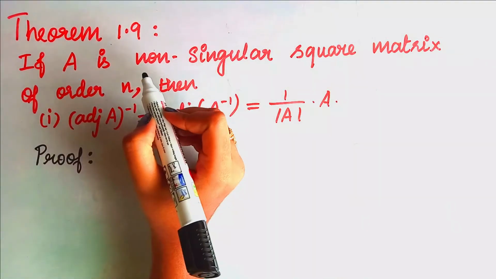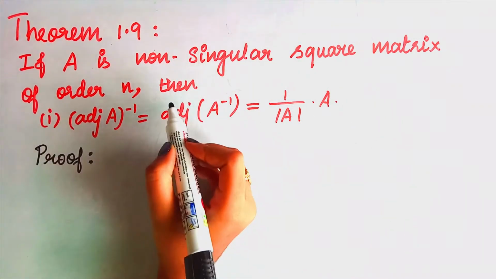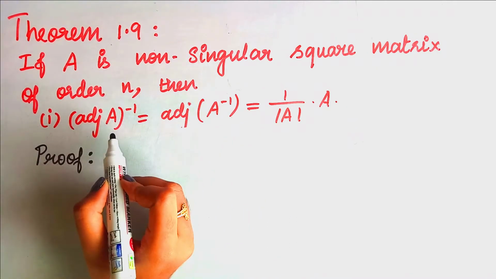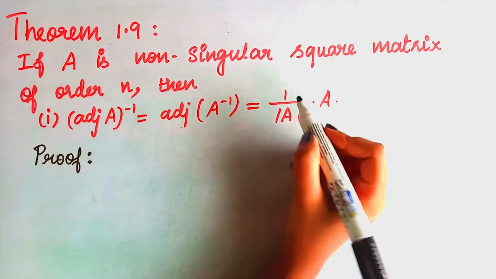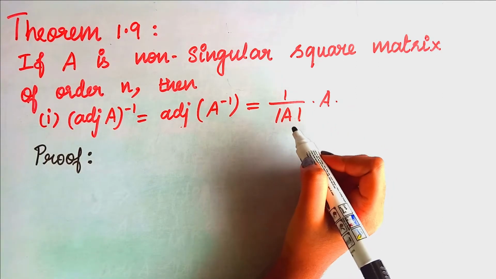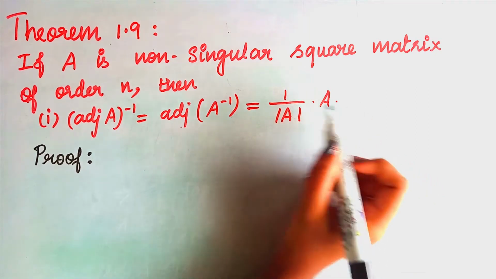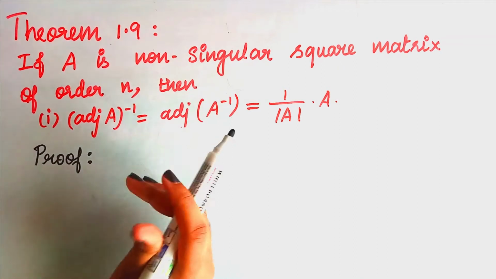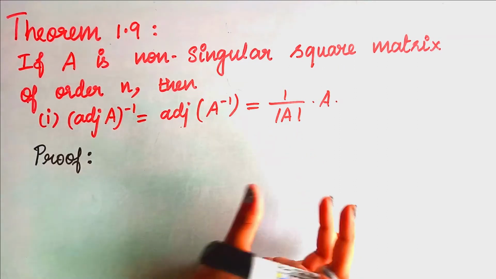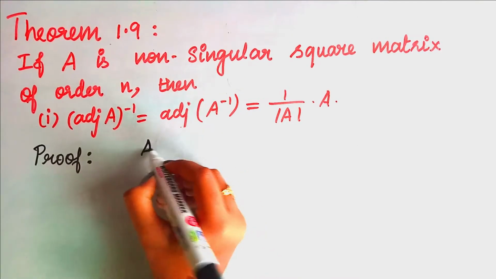Theorem 1.9. If A is a non-singular square matrix of order n, then the inverse of adjoint A is equal to adjoint of A inverse, which is equal to 1 divided by determinant of A, dot A. So here they have given that A is a non-singular square matrix, and then they have given a thing to prove. Right, first let's write the given part, which is A is non-singular.